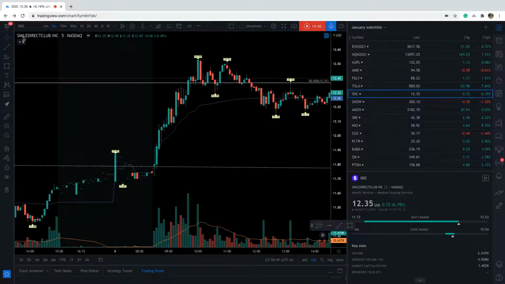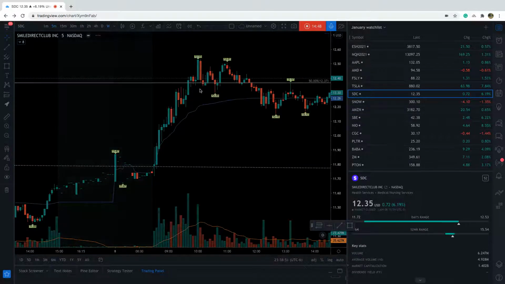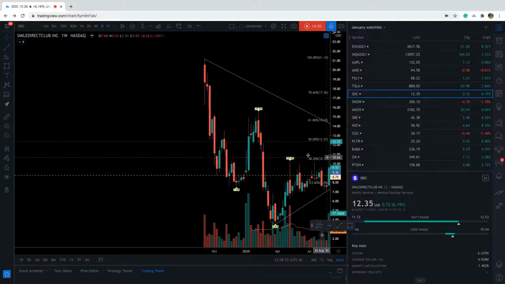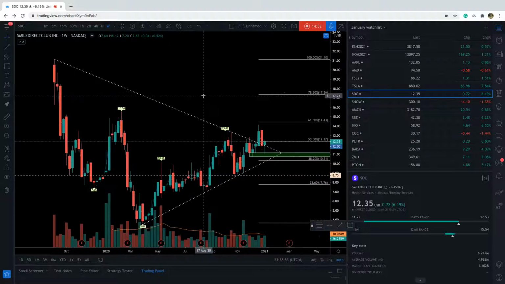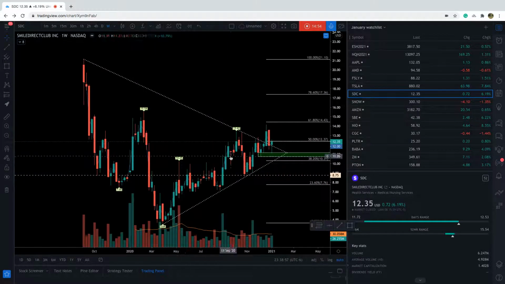SDC, Smile Direct Club, not a very well known ticker to trade, but there's a reason I took this trade. I've been eyeing it for a while. Weekly pattern, it's been stuck inside, consolidating, getting tighter, and previously ripped out of it, came back down to retest.